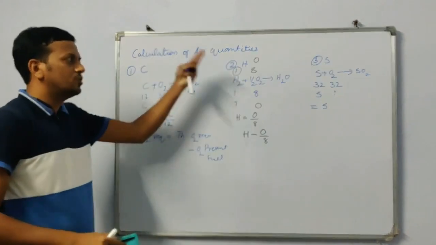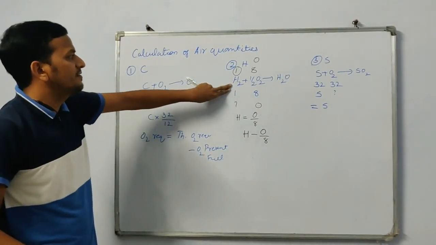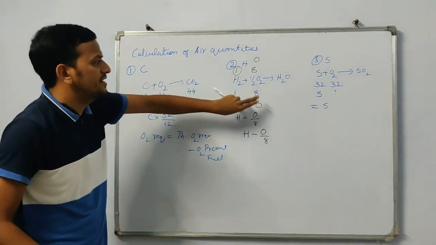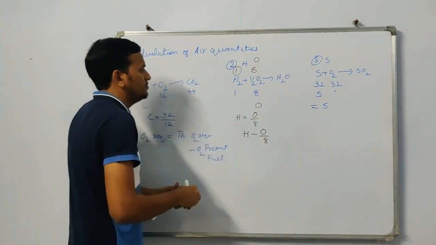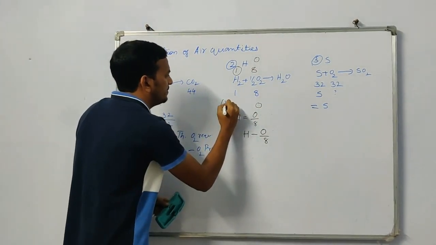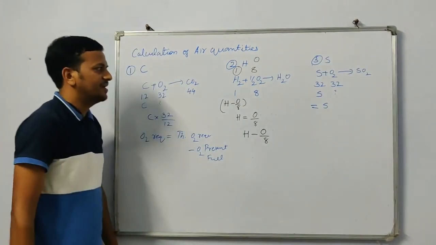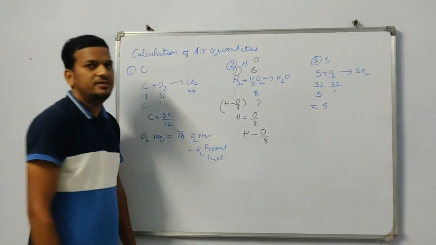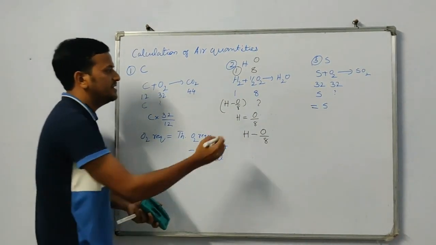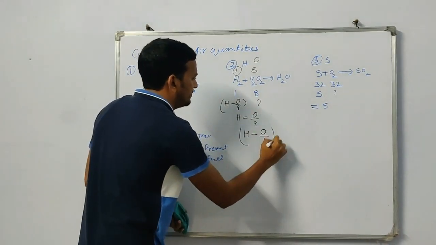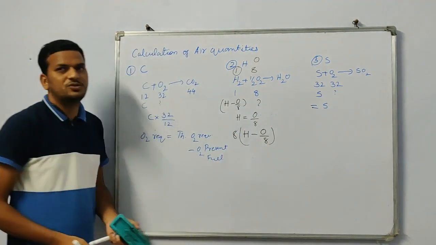Go to the first reaction again: 1 gram of hydrogen equals 8 grams of oxygen. So our analysis should be H minus O/8. Please remember this. Now what is the weight of this? Simply we will write the oxygen required as 8 into (H minus O/8).